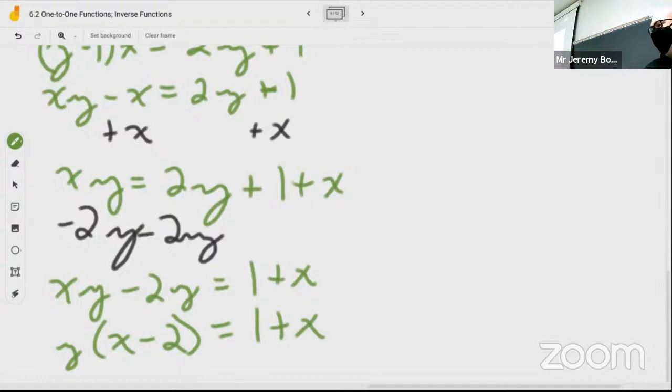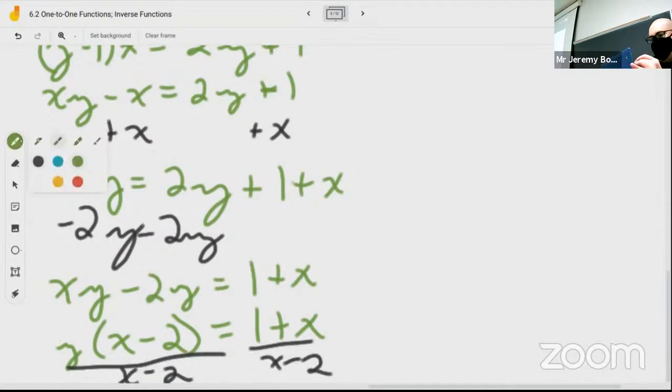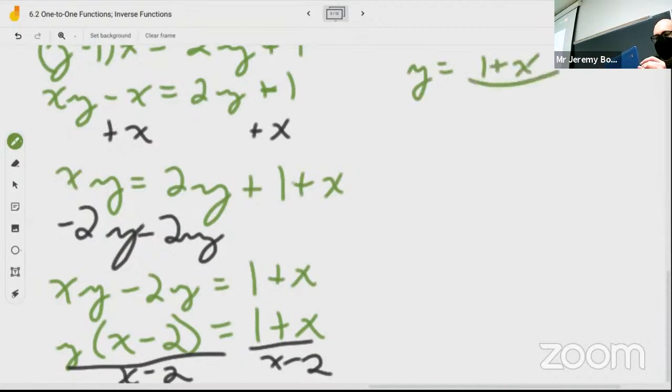And then what are we going to do to get y by itself now? You got y times x minus 2. So if you want to get y by itself, we're going to divide both sides by x minus 2. And we end up with y is equal to 1 plus x over x minus 2.